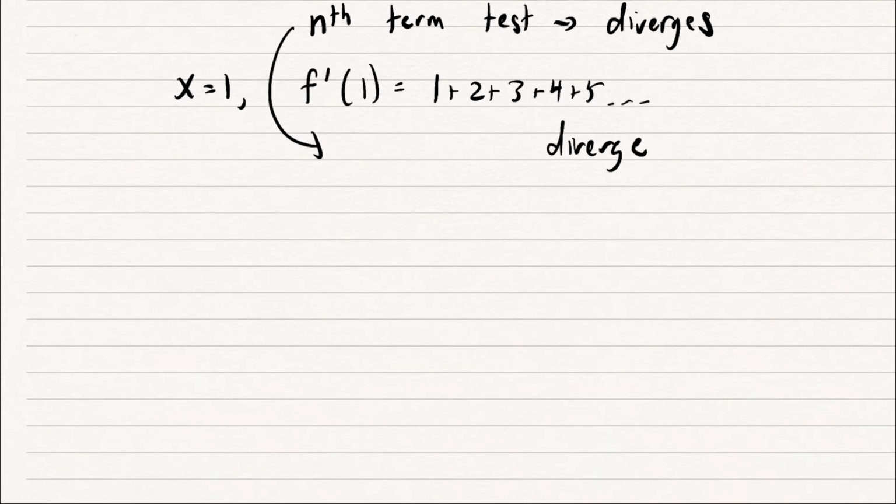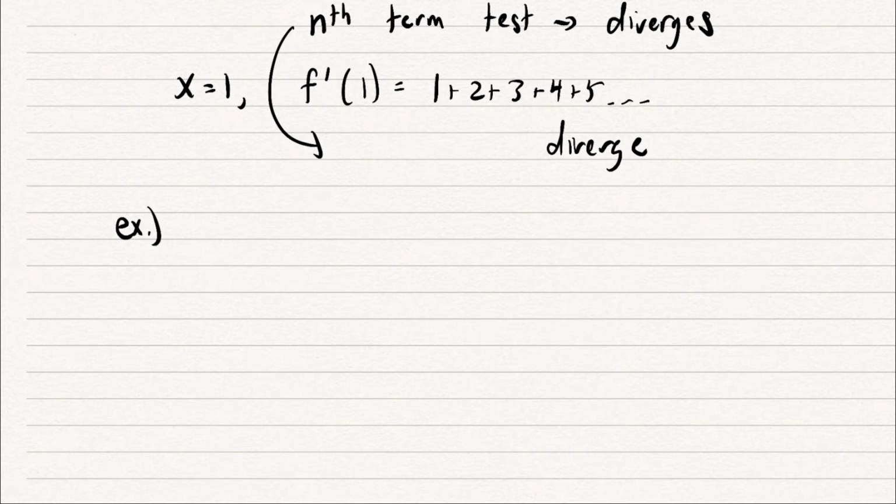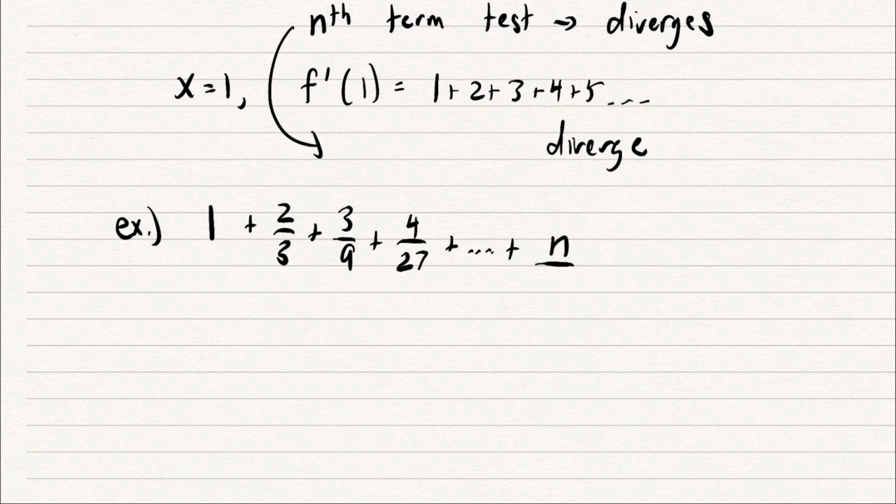Okay, so I'm going to give you a problem, and I want you to try and figure out the sum based around the previous example. So this is going to be 1 plus 2/3 plus 3/9 plus 4 over 27 plus dot, dot, dot, plus n over 3 to the n minus 1 plus dot, dot, dot.